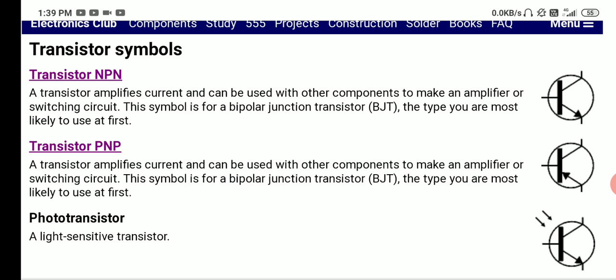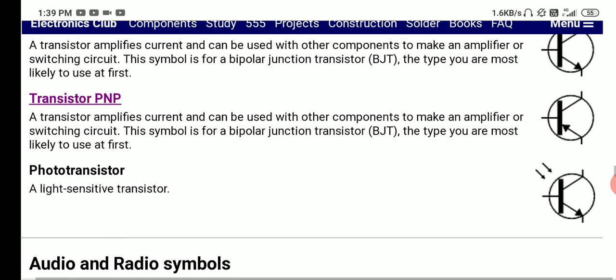So this symbol is for the bipolar junction transistor. Bipolar means of two poles, meaning both the charges, the holes and the electrons, are used as charge carriers in this transistor. Transistors are made of semiconductor, right? The type you are most likely to use at first, obviously BJTs are always taught first. After that you will be taught MOSFETs, FETs and many more.